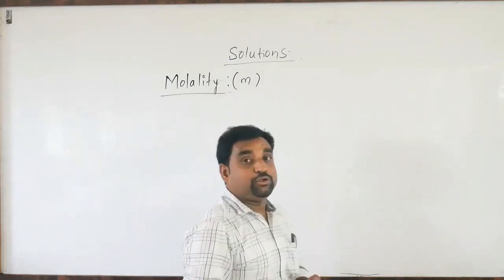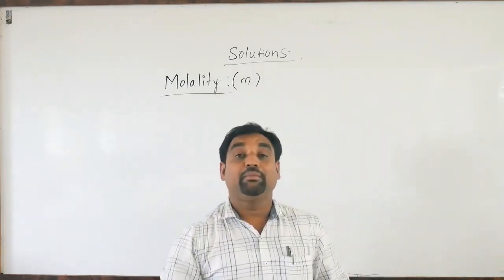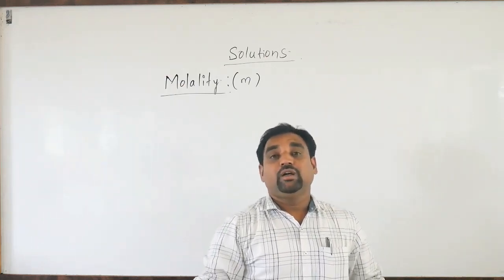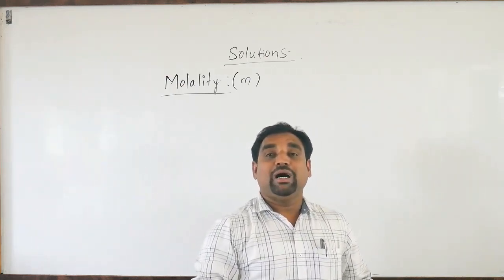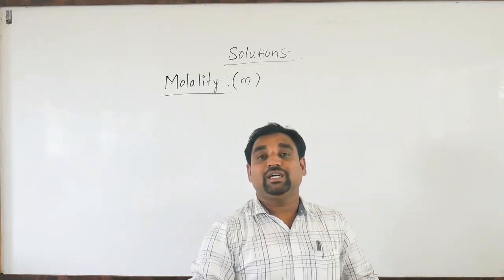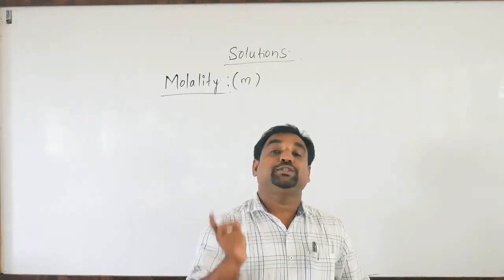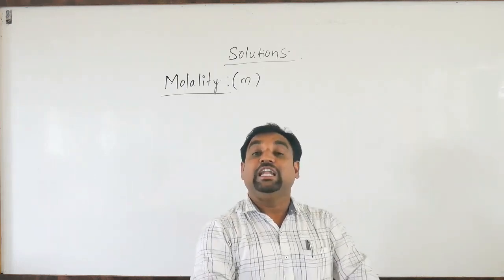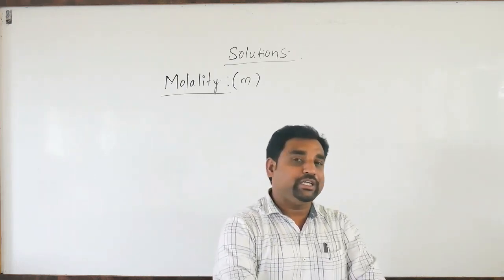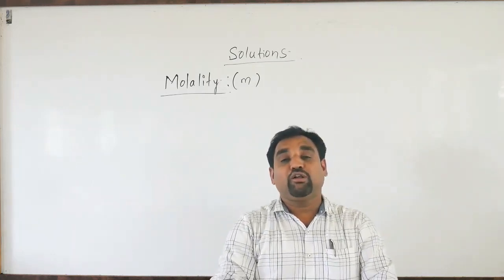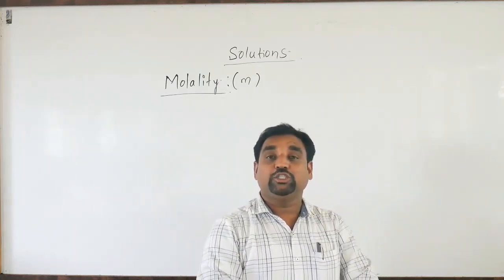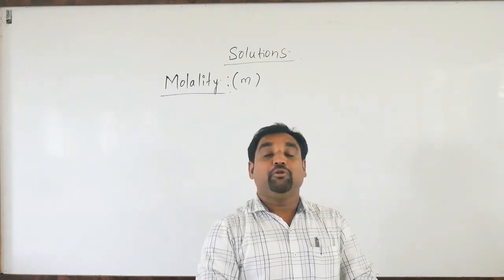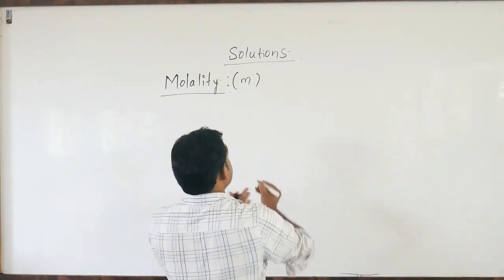Molality is denoted by the small m, but molarity is denoted by the capital M. Here in molality, the mass of solvent is taken in kg. In case of molarity, the solution is taken in volume, that is liters. What do we mean by molality? Molality means the number of moles of a substance dissolved per kg of a solvent. That is the meaning of molality.